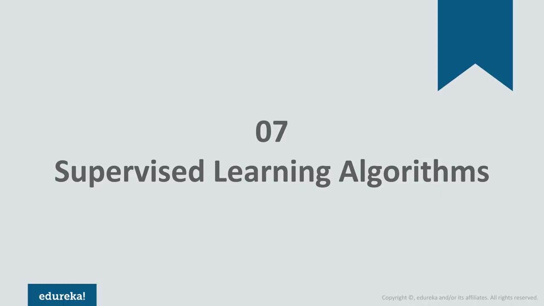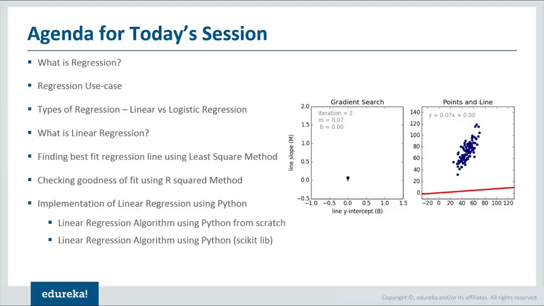Linear regression is one of the easiest algorithms in machine learning. It is a statistical model that attempts to show the relationship between two variables with a linear equation. But before we drill down to the linear regression algorithm in depth, I'll give you a quick overview of today's agenda.